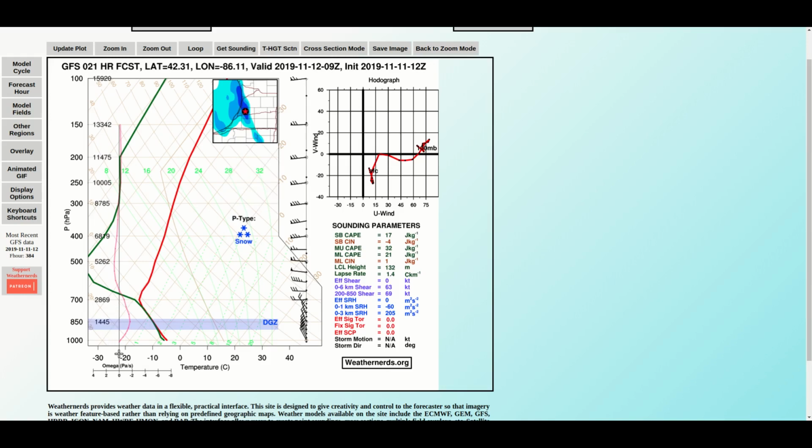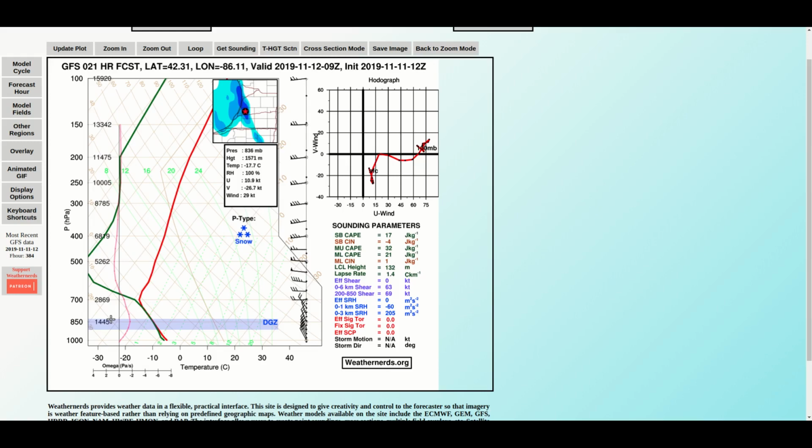We also can look at the amount of lift. And see this purple line here, this is the vertical velocity versus height. And the scale here on the bottom, the negative numbers mean that you have rising motion. So you can see we have strong rising air in that DGZ, so that's going to generate large snowflakes. So we already know that our snow ratio is going to be more than 10 to 1, probably a lot more than 10 to 1, given this kind of profile.